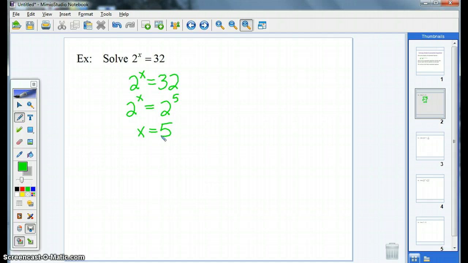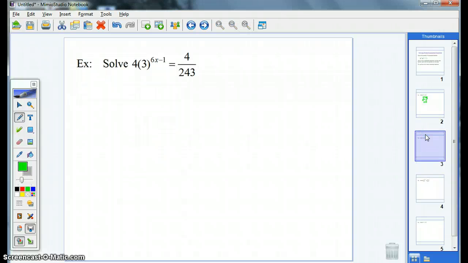Now, you of course probably could have just guessed the answer to this by looking and saying, hey, 2 to what power would equal 32? And that's sort of the idea, but this of course is the proper write-up for showing your thinking on that. It's also important then to have that thinking and that write-up when the problem becomes a little more complicated. So for example, if we're asked to solve 4 times 3 to the 6x minus 1 is equal to 4 divided by 243, initially we may not know quite where to go with that.